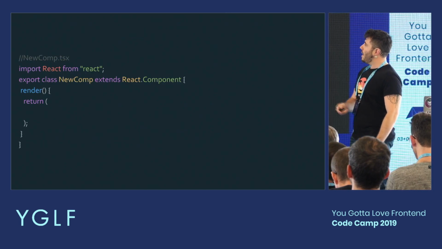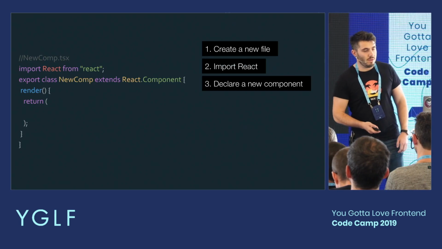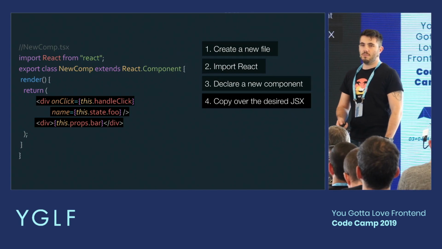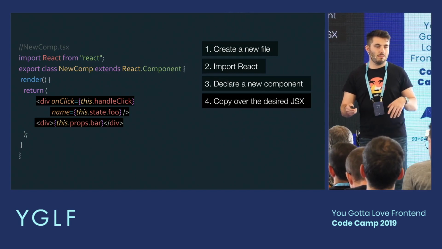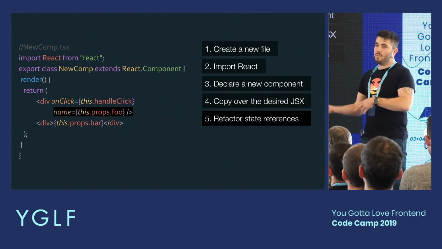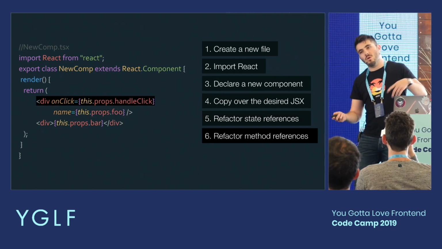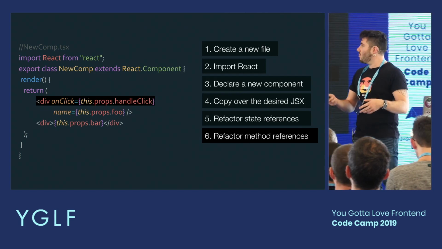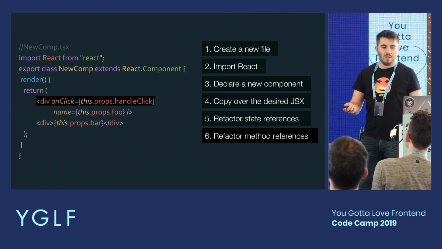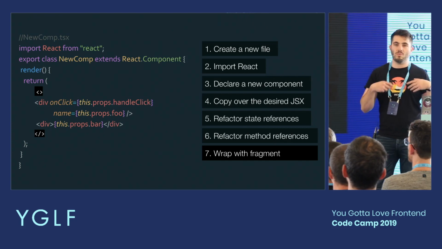Well, I'd create a new file, I'd import React, I'll declare a new component, and I'll copy over my 2 lines of JSX, right? And I'm done, but nah, not really, because now I need to remember to refactor my props, my state references to props, because I don't have state anymore. Oh, but I also need to remember to refactor my method references because I don't have these methods either. Oh, but I've also copied multiple lines of JSX, so now I need to remember to wrap everything with a fragment.